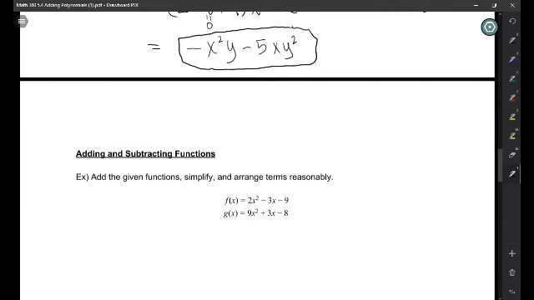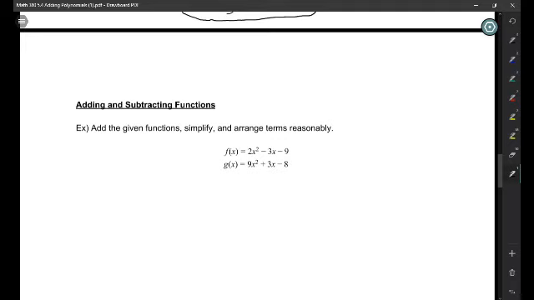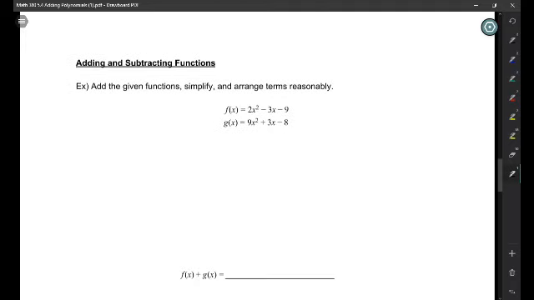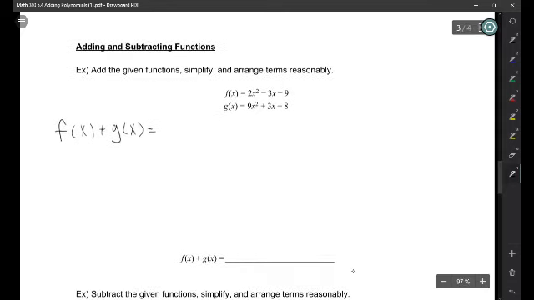All right. Adding and subtracting functions. So let's add these given functions and then simplify and arrange terms reasonably. So f of x plus g of x is equal to 2x squared minus 3x minus 9.